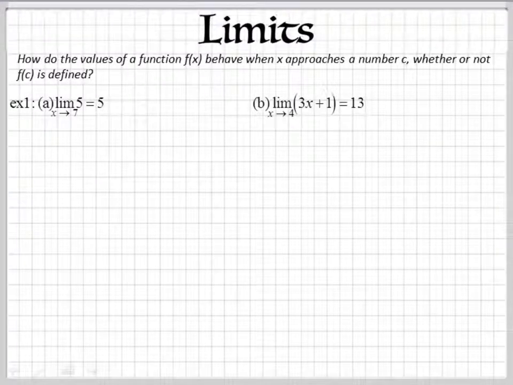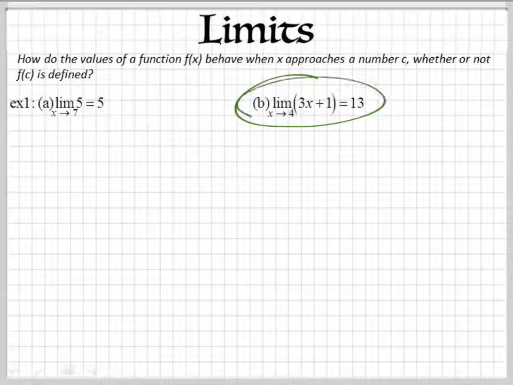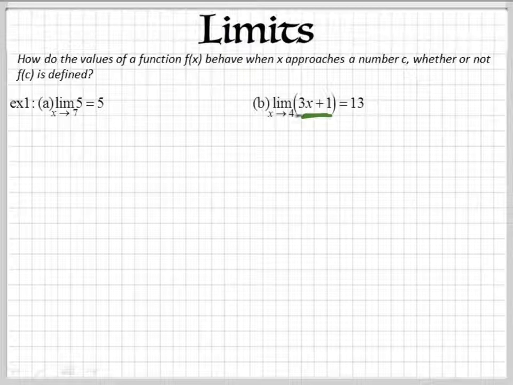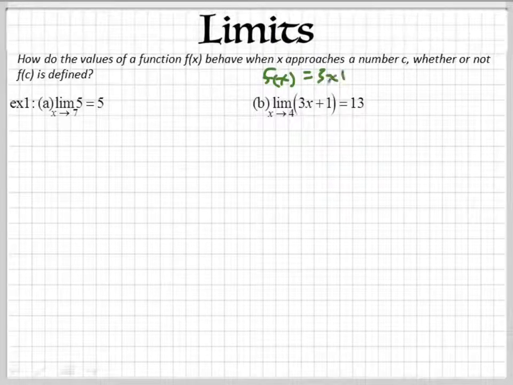Okay, now still got our question, but here we're going to show that the limits actually equal what they show. Let's skip A first. We'll come back to A. I want to do this one first because this one actually has a rule that you're probably more familiar with. That rule is going to be f of x equals 3x plus 1.